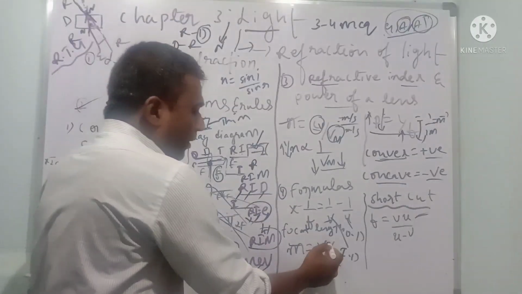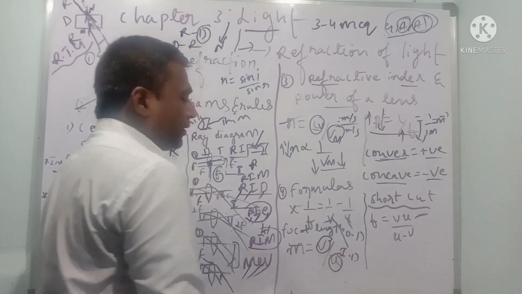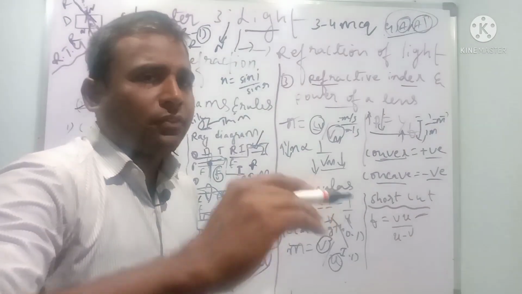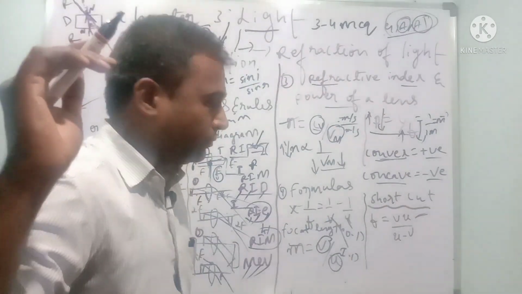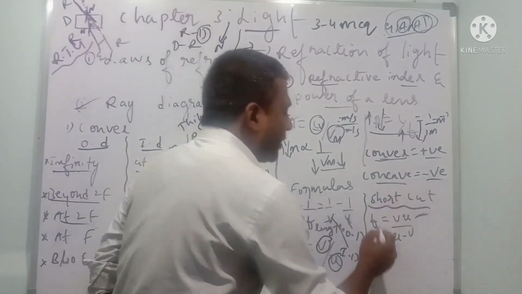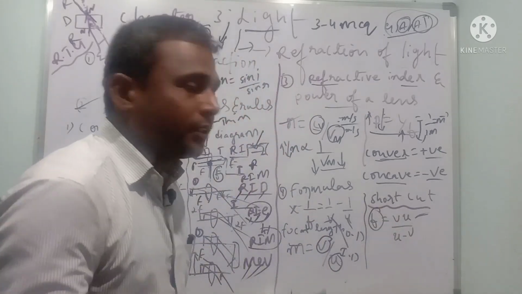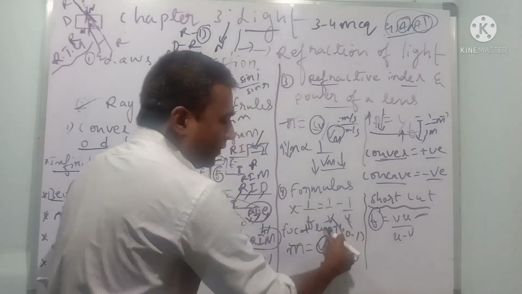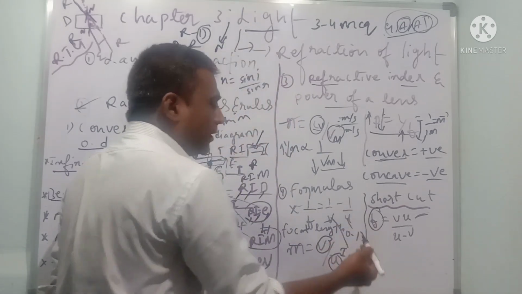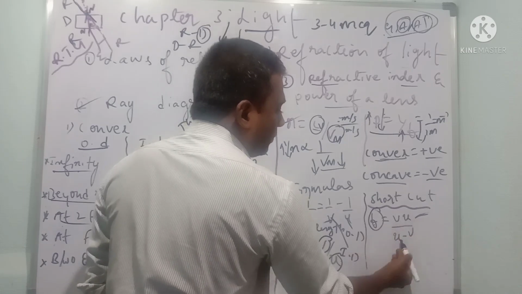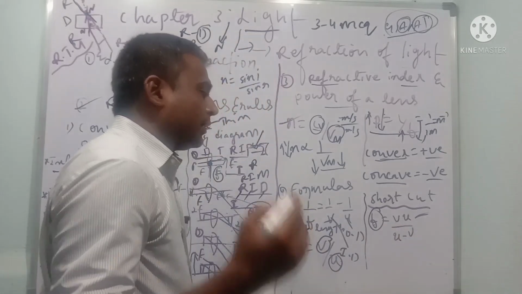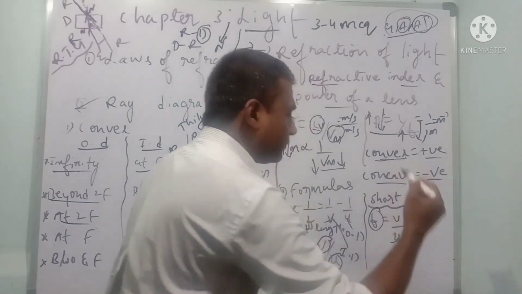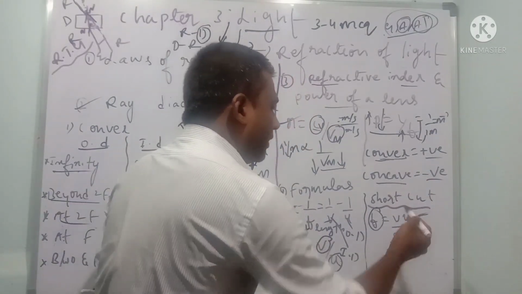When we take the ratio of image distance to object distance, it gives magnification, which means how much the size of the image has changed. Here is a shortcut trick to find focal length, because in the exam we will have less time. If you do the LCM and simplify, you get f is equal to v into u divided by v minus u. It means the product of image distance and object distance divided by the difference between image distance and object distance.